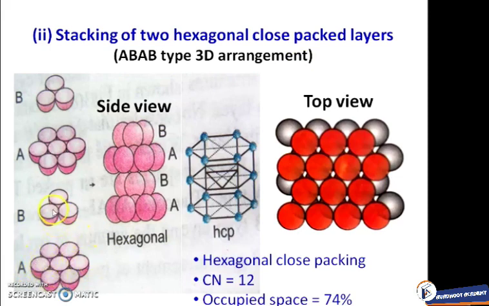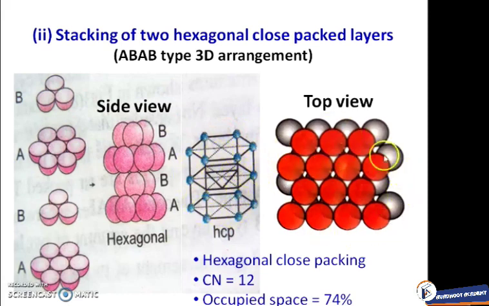Now this is the second layer, that is B, which is different from the first layer. This is the third layer, which is the same as the first. And this is the fourth layer, which is the same as the second. And therefore this type of arrangement is the AB type of arrangement. This is the side view, A, B, A and B. It results in the formation of hexagonal close packed arrangement.